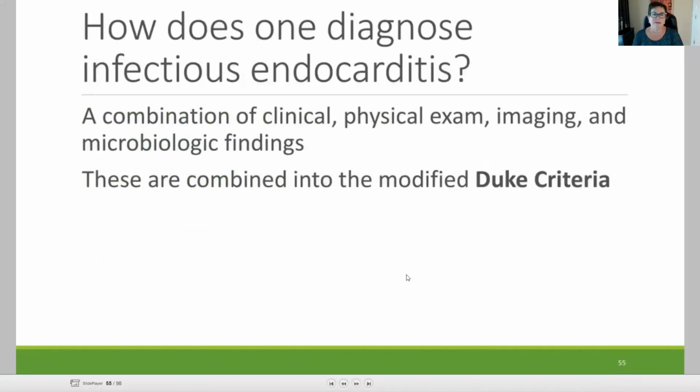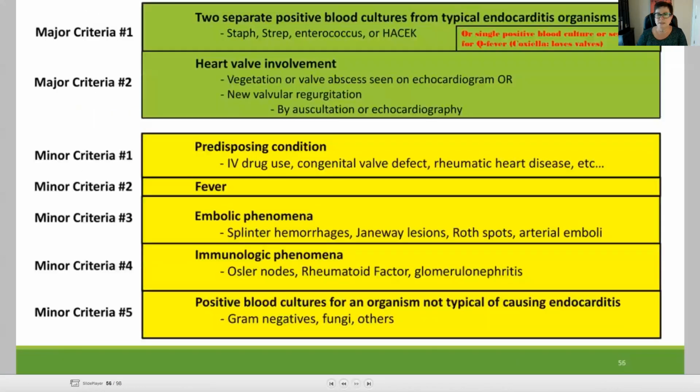So how do we diagnose infectious endocarditis? So it's a combination of clinical symptoms, physical exam, potentially some imaging, and your microbiology findings. So this is all combined, and we qualified it, and we call it the modified Duke criteria. And so Duke criteria have major and minor criteria. So major criterion 1 is 2 separate positive blood cultures from typical endocarditis organisms. Or major criterion 2 is heart valve involvement, vegetation or valve abscess seen on echo, or a new valvular regurgitation by auscultation or by echo.